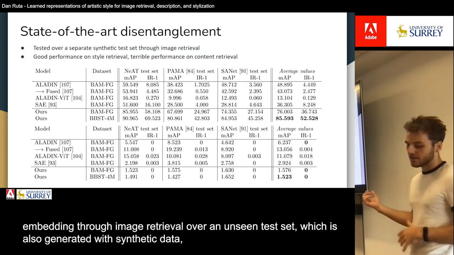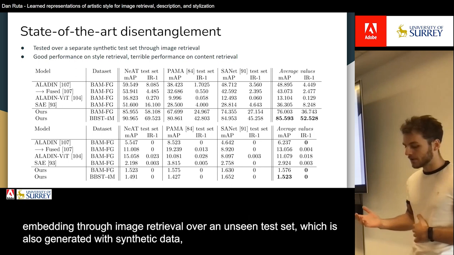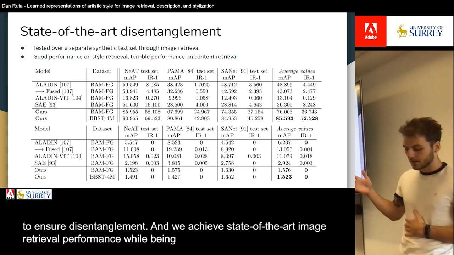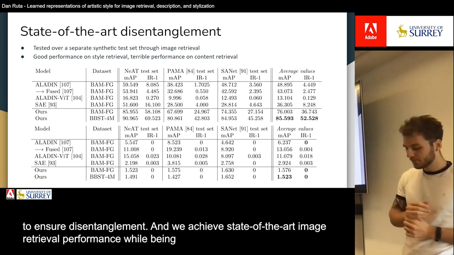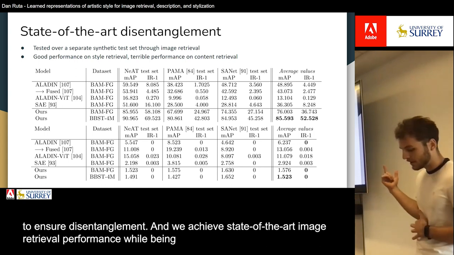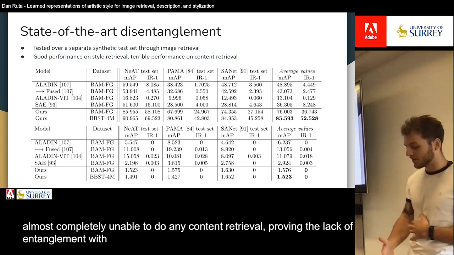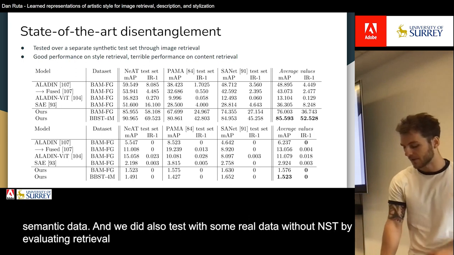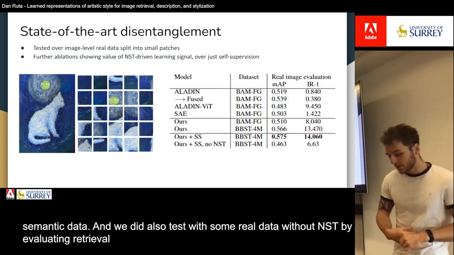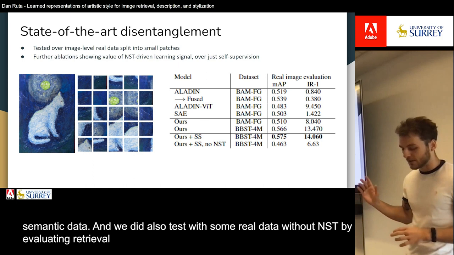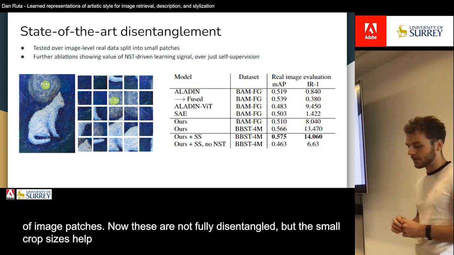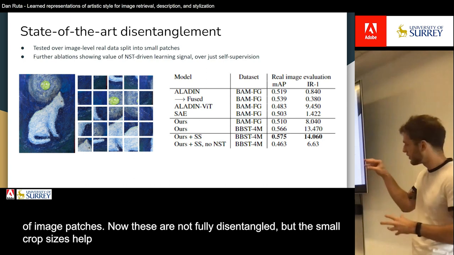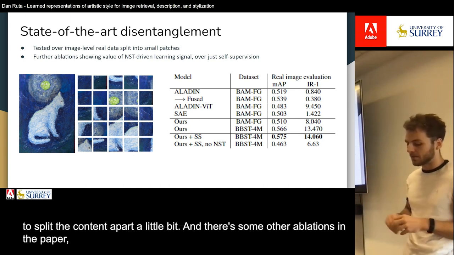So we evaluated this embedding through image retrieval over an unseen test set, which is also generated with synthetic data, to ensure disentanglement. And we achieved state-of-the-art retrieval performance while being almost completely unable to do any content retrieval, proving the lack of entanglement with semantic data. And we did also test with some real data without NST by evaluating retrieval of image patches. Now, these are not fully disentangled, but the small crop sizes help to split the content apart a little bit.